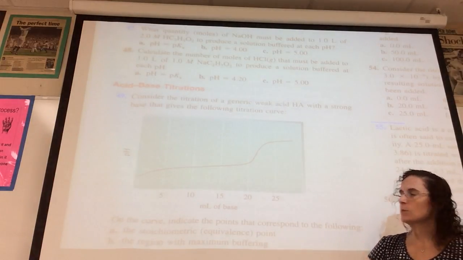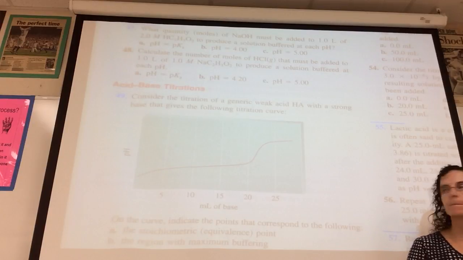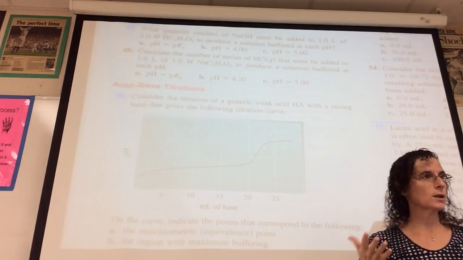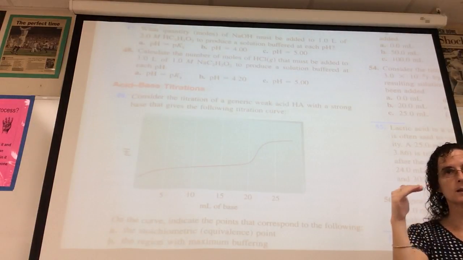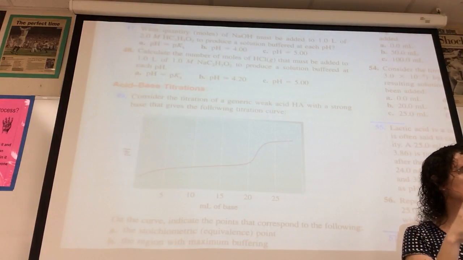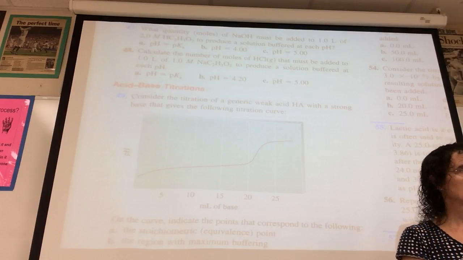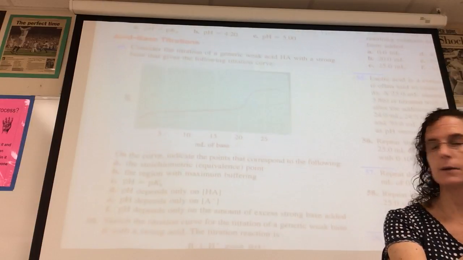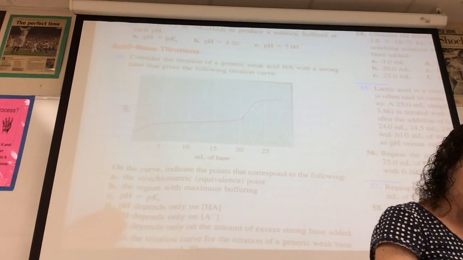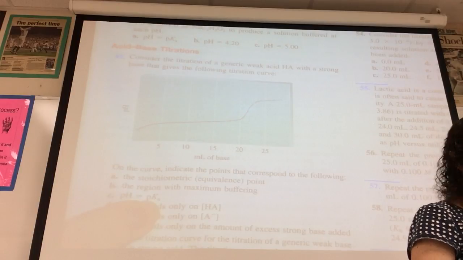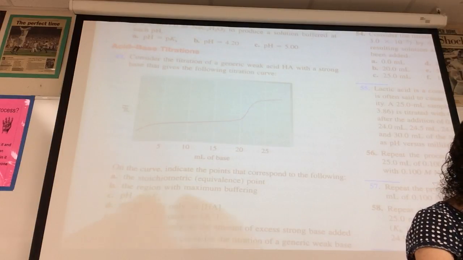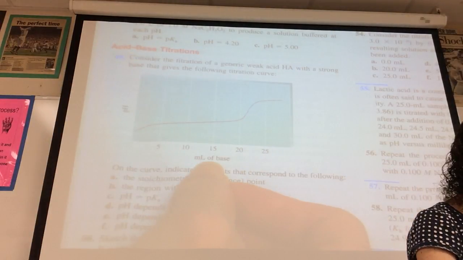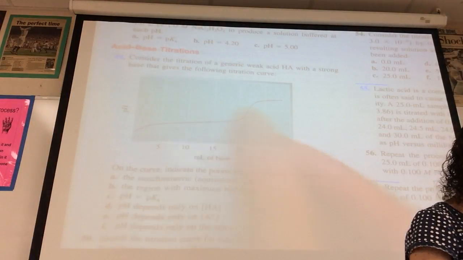The region with maximum buffering would be where you're plateauing, right? Because you're not seeing major fluctuations in pH. The pH is relatively constant or maintained within plus or minus 1 pH unit. Are you good there? All right. Where is pH equal to pKa? At the half equivalence point. So if it was 22 mils at the equivalence point, what volume of base would you have at the half equivalence point? About 11, okay?